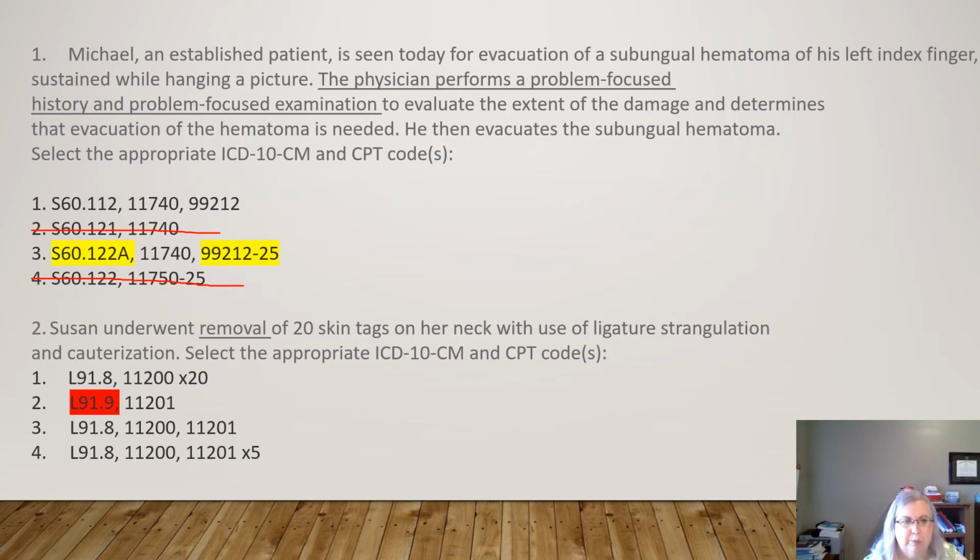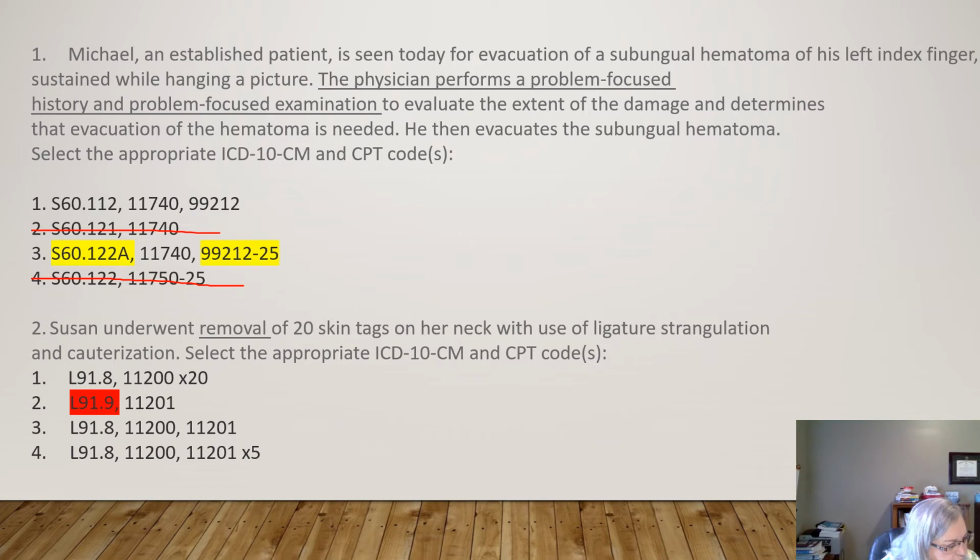And another coding rule that we have for CPT is when there is more than one CPT code, you have modifiers in the front of your book, and modifier 25 means that it's significant.